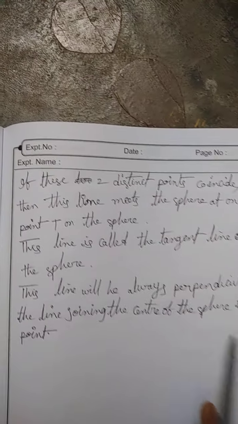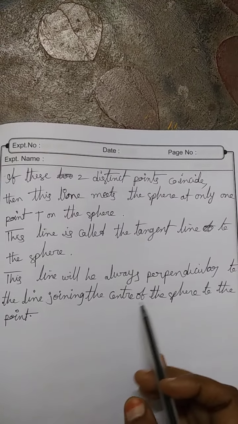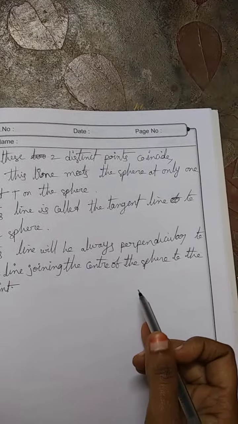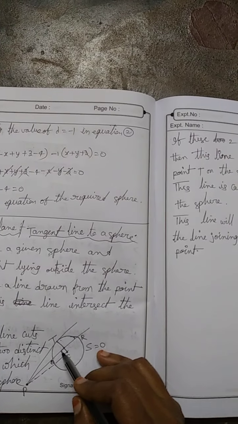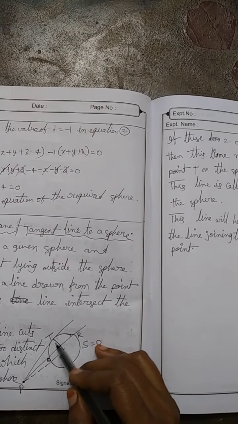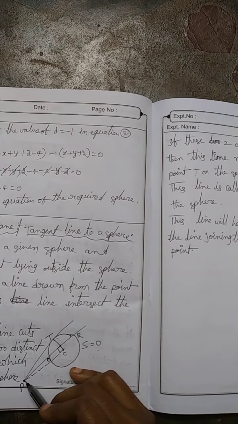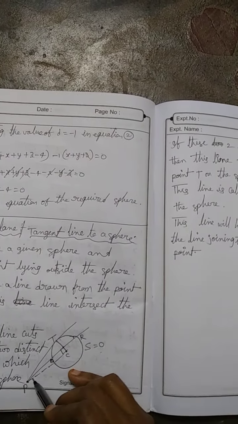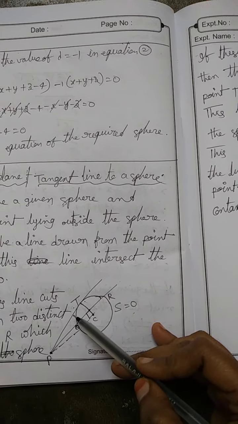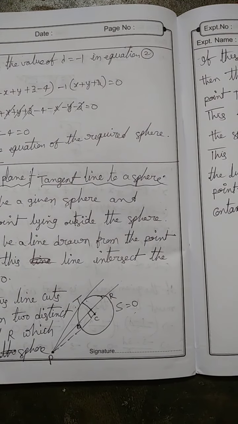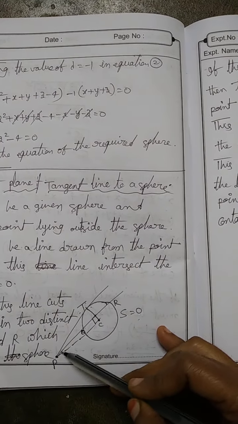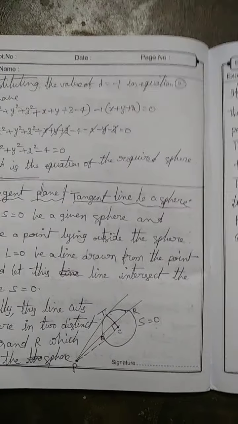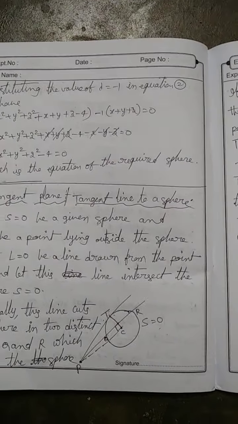This line will always be perpendicular to the line joining the center of the sphere to the point. The tangent line is always perpendicular to the line CP. This point T is called the point of contact of the tangent line. So this is about the tangent line to the sphere.